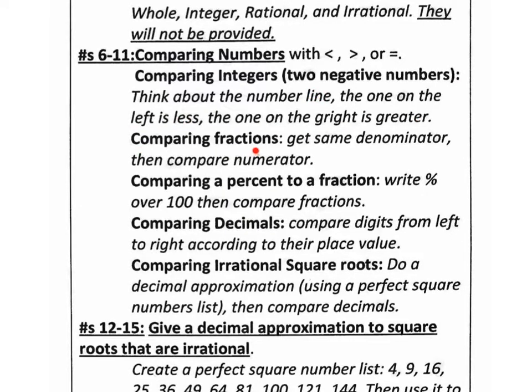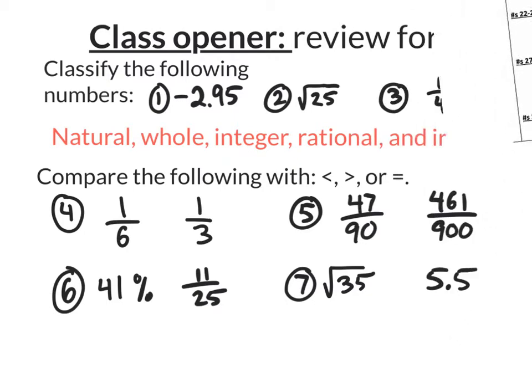Comparing fractions, if you have 2 fractions, get the same denominator, then you could compare the numerators. So that's what we have in this first situation here. We have 2 fractions, and I could convert the 3 to become 6. How could I do that? Multiplying by 2. So you multiply both by 2, and I'll get a new fraction. That'll be 2 over 6, which is the same thing as 1/3.